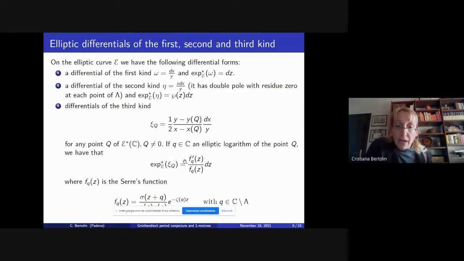If q is an elliptic logarithm of Q, the pullback via the exponential of the elliptic curve of this differential form is f_q prime of z over f_q of z dz, where f_q is a sigma-function quotient. f_q(z) is sigma(z plus q) over sigma(z) sigma(q) multiplied by e to the minus zeta(q) z, with q an elliptic logarithm of Q. So this function is such that its logarithmic differential is just the pullback of this differential form of third kind.